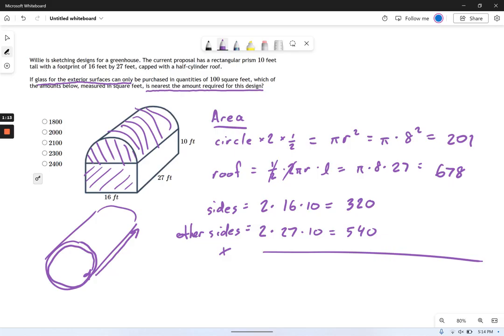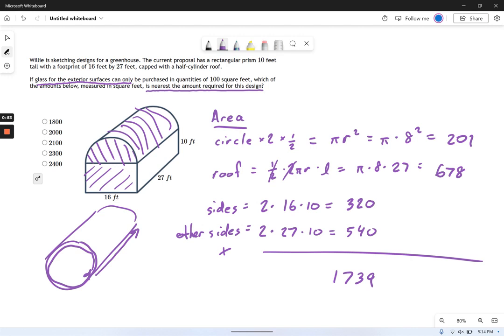So all we have to do is add all these things up. Running out of time on this video, but let's see if we can crank this out. 201 plus 678 plus 320 plus 540, and we get 1,739. So how much do we need to buy if the glass only comes in quantities of 100 square feet?